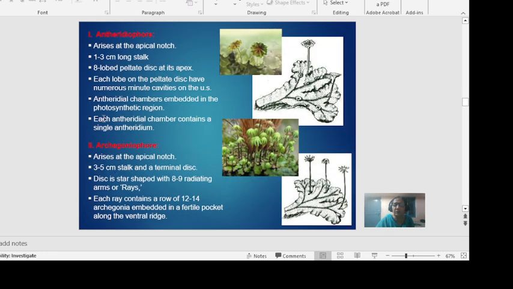The antheridiophores have long stalks of 1 to 3 centimeters and are 8-lobed, and each lobe has numerous minute cavities, the antheridial chambers, embedded in the photosynthetic region, and each chamber contains a single antheridium. The archegoniophore also has a 3 to 5 centimeter stalk and a terminal disc which is star-shaped with 8 to 9 radiating rays, and each ray has 12 to 14 archegonia embedded in fertile pockets.